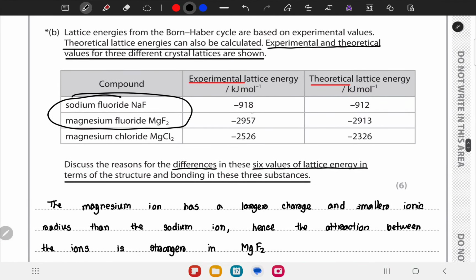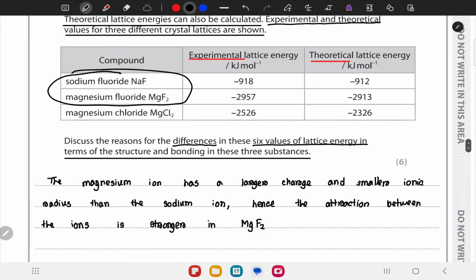This explains the difference in these values. So this explains why the lattice energy for magnesium fluoride is around minus 2900, while that of sodium fluoride is around minus 900.